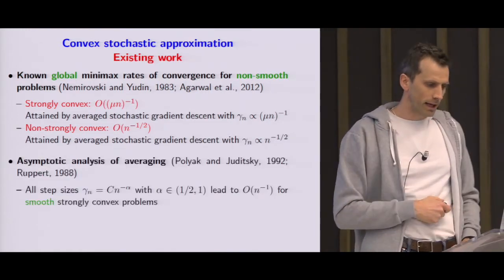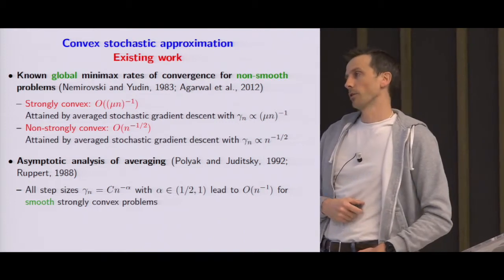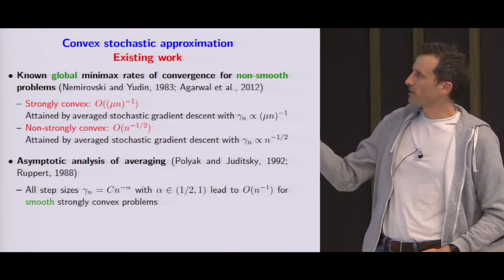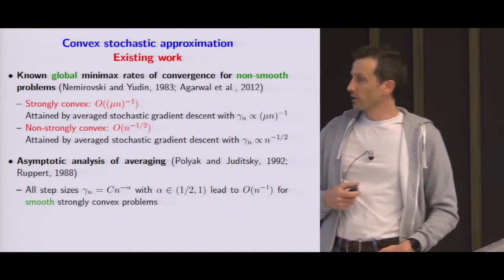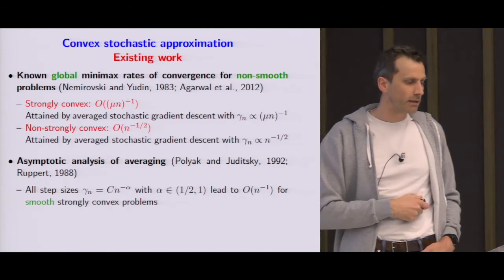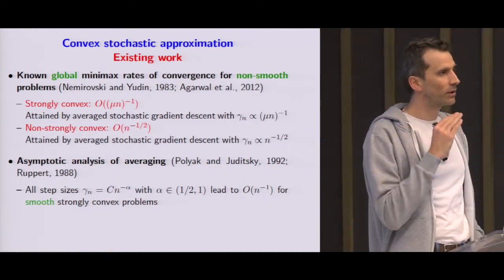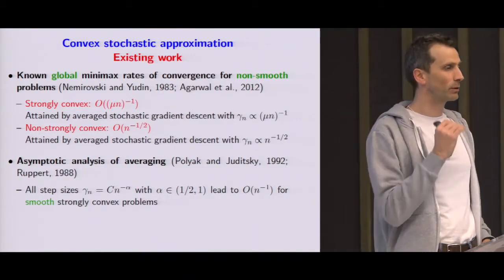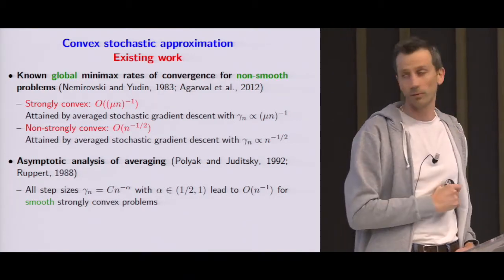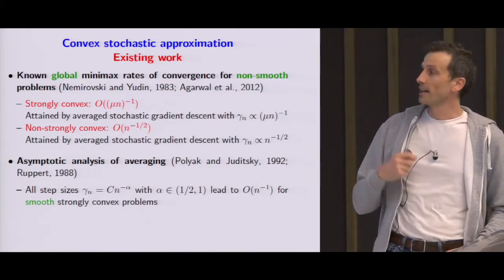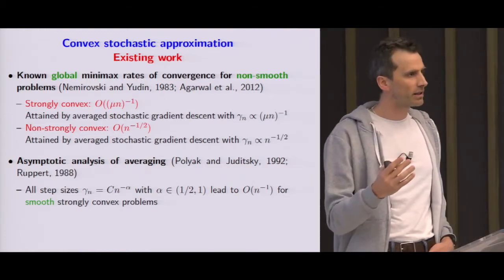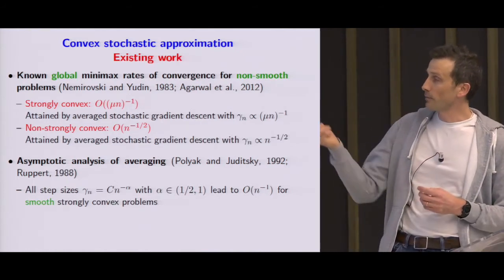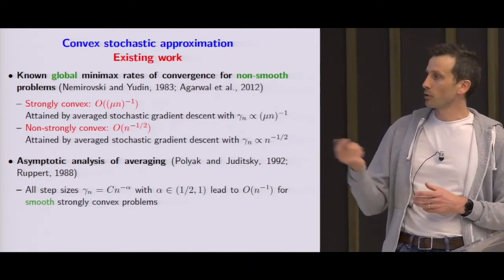And those are rates which are global and for all problems, even if you're non-smooth. Then there are people like Polyak and Juditsky in the 90s, and Ruppert a bit earlier, who have shown that if you're a bit in between those step sizes, then you can achieve a rate of 1 over n without the presence of mu. So that talk is about removing mu in 1 over n mu. When mu is 10 to the minus 12, this is a big improvement. Those guys have shown that in the asymptotic regime, when n is large enough, and it's not clear what you mean by large enough, you can remove this dependence on step size, but you need smoothness.